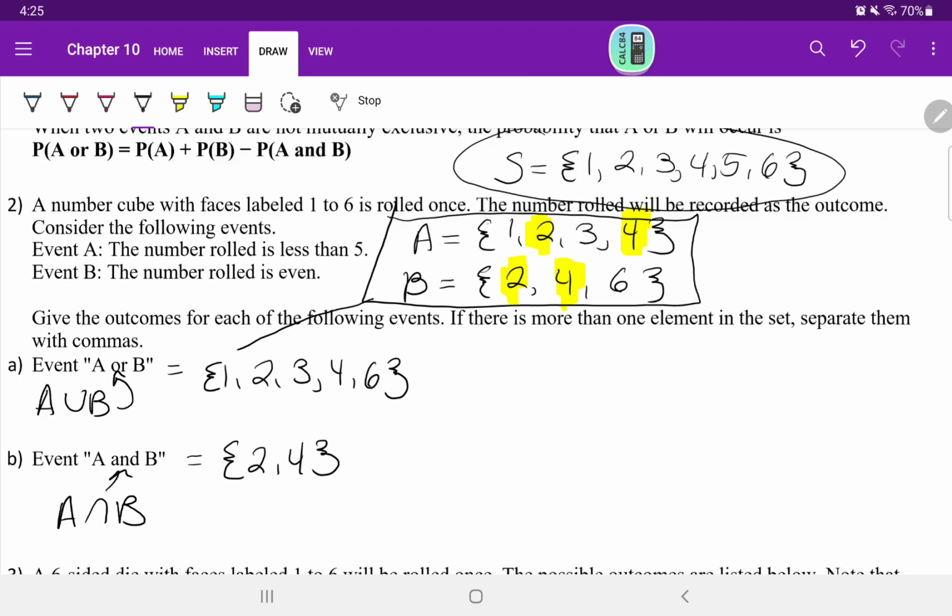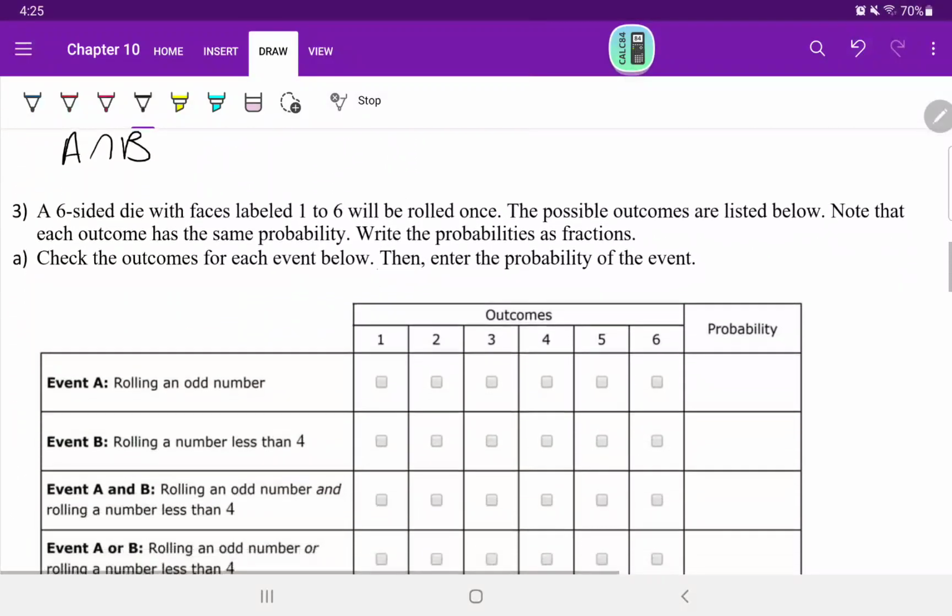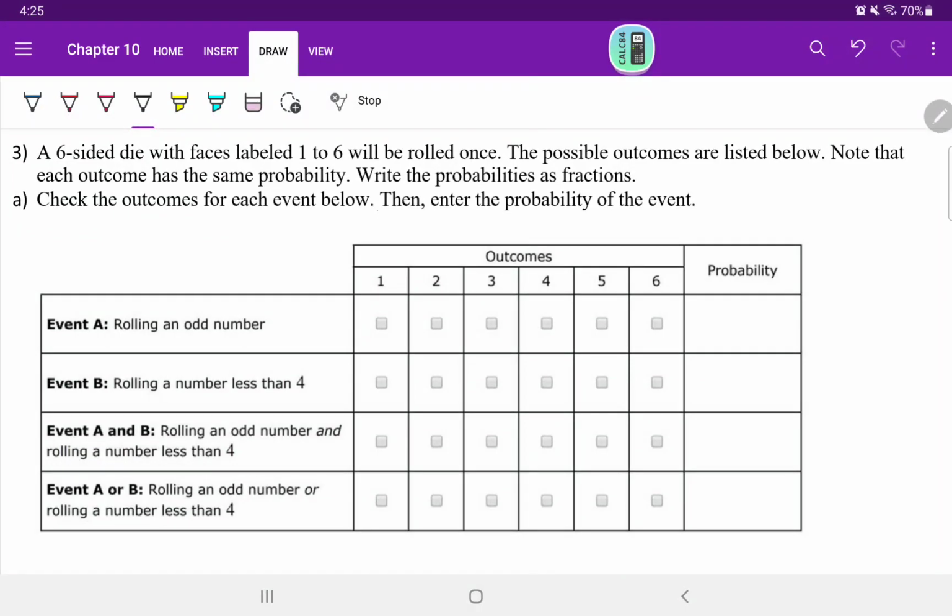If you understand number 2, number 3 should also be simple, or at least easy enough for you guys to understand. Now it says here, a six-sided die with faces labeled 1 to 6 will be rolled once. The possible outcomes are listed below. Note that each outcome has the same probability. Write the probabilities as fractions.